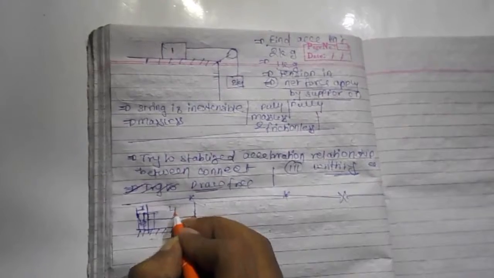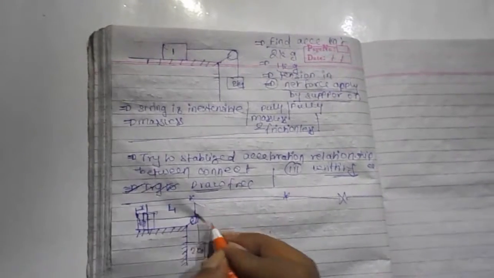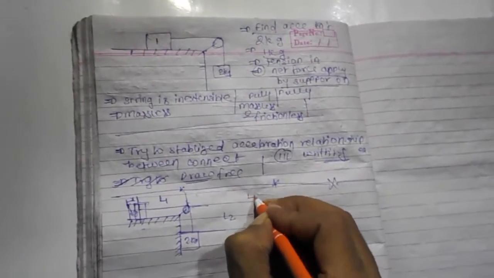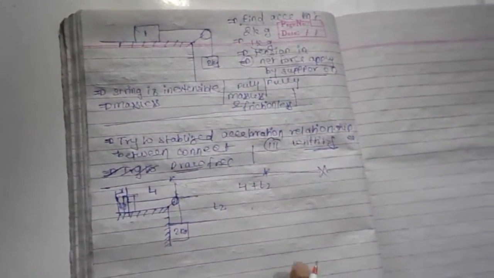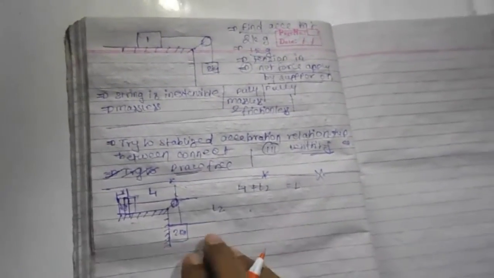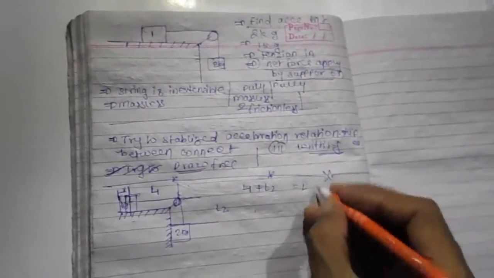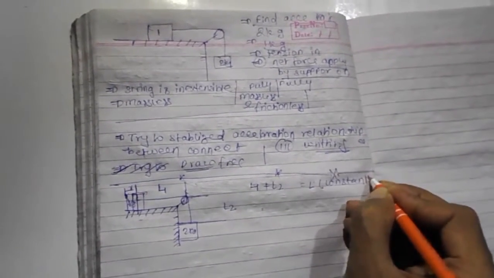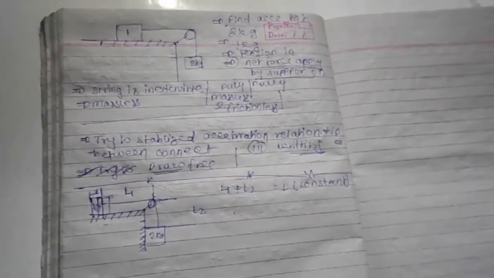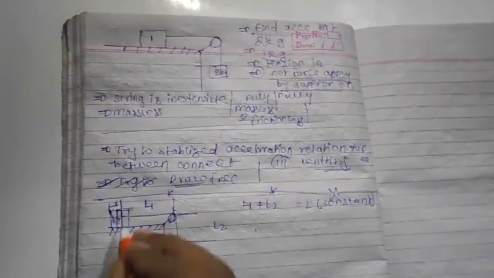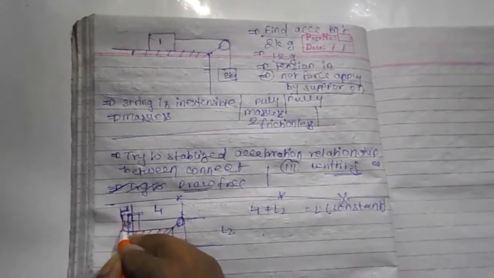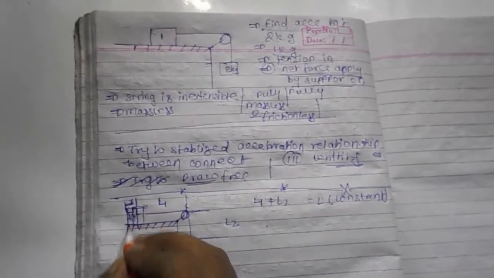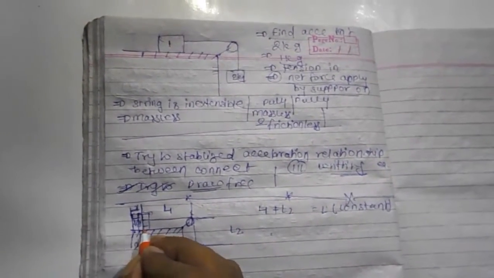Let me give you some clarity. Suppose this length is L1, and from here to here is L2. The length of the string is L1 plus L2. My string is inextensible, so this length remains constant. Since the 1 kg block has moved by amount x, this will also move by amount x.